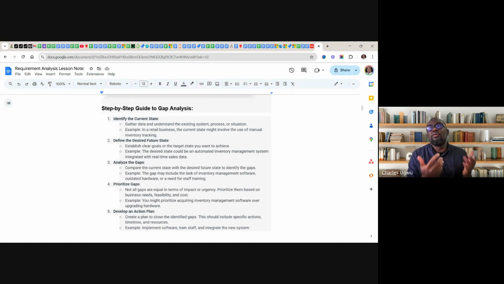Where are these people running to? All these people, they run to UK. Everybody, I want to go to UK. Everybody, I want to go to US. I want to go to Canada. So Nigeria is now the current state, and the desired state is United States of America.